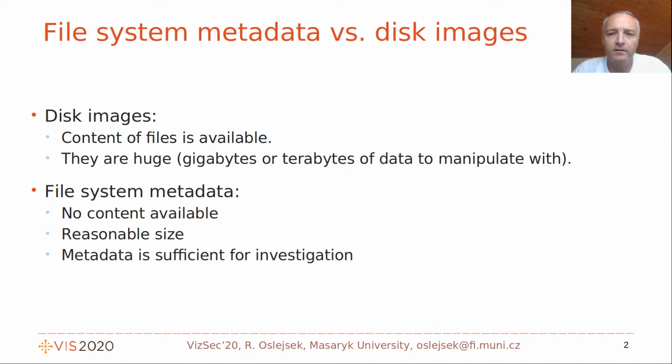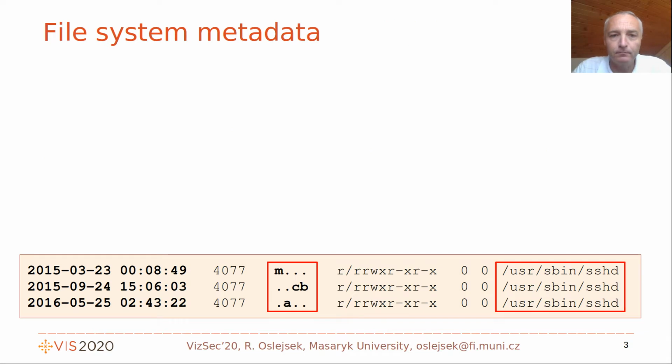no content of files is available, but they are reasonably small and at the same time they provide sufficient information for the investigation. Let's show it. File system metadata captures the last manipulation with files. In this box below, there is an example for SSHD binary file, but the whole dataset consists of similar records for each file or directory on the disk.